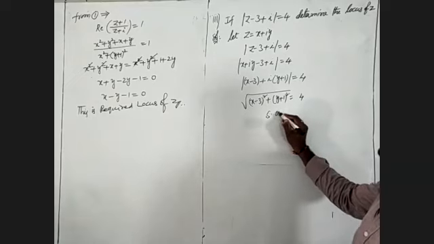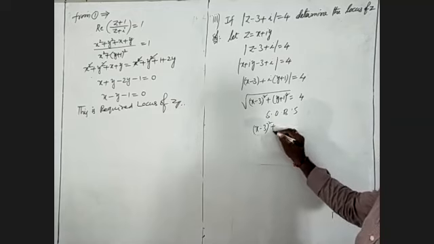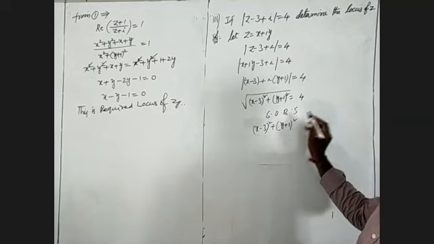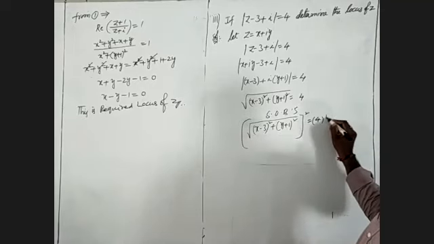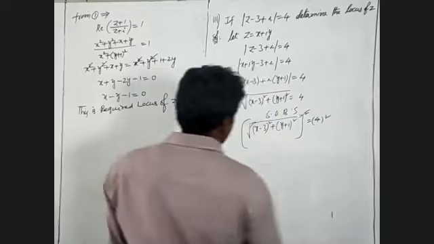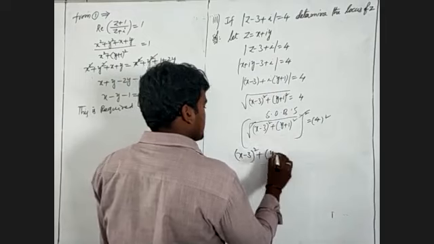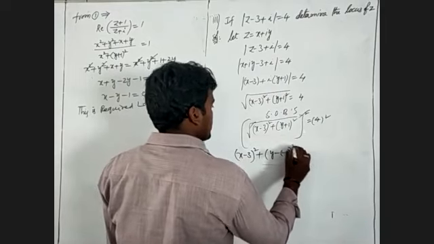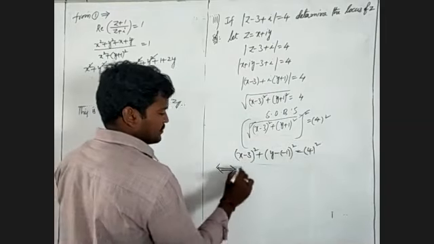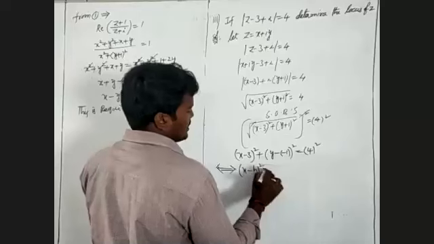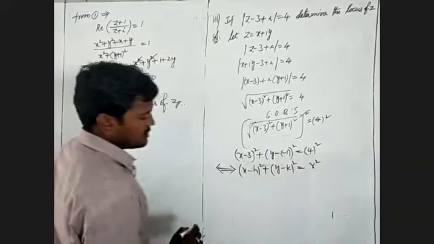Squaring on both sides, I will write root of (x minus 3) whole square plus (y plus 1) whole square, whole square, is nothing but 4 square. Square and root will be cancelled. Remaining, (x minus 3) whole square plus (y minus of minus 1) whole square is nothing but 4 square. This we have to compare with (x minus h) whole square plus (y minus k) whole square is nothing but r square.